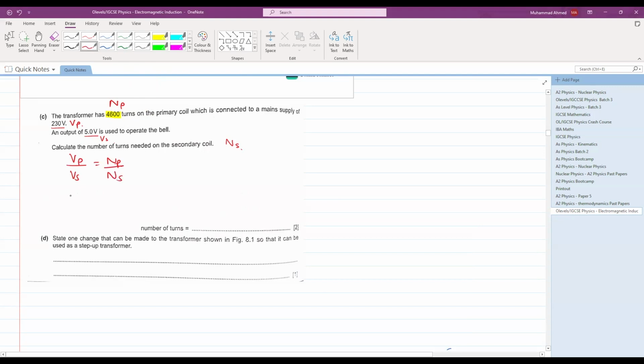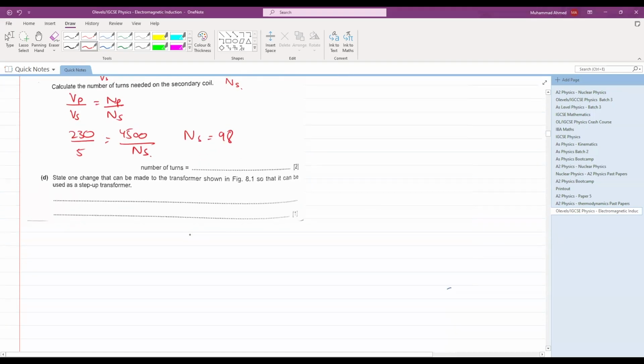What is the primary voltage? 230. What is the secondary voltage? 5. What is the primary number of turns? 4500. What is the secondary number of turns? Ns. Can you calculate the number of turns on the secondary coil? Yes, 230 divided by 5, and 4500 divided by the answer. The number of turns comes out to be 98, or 97.